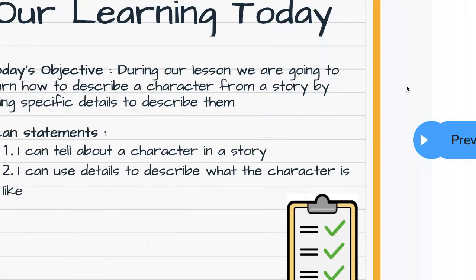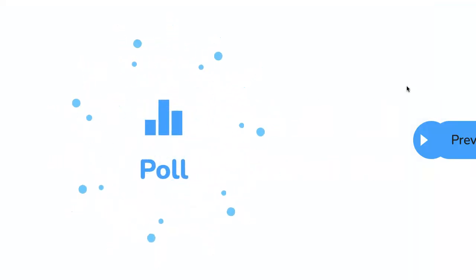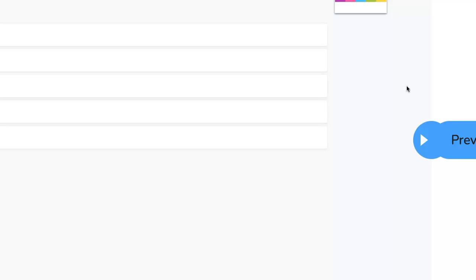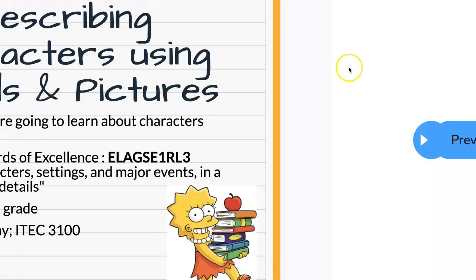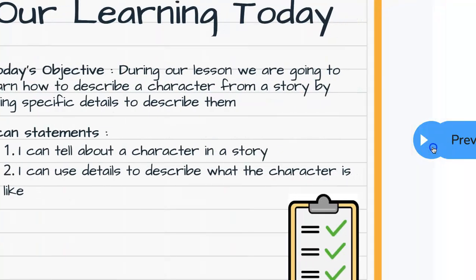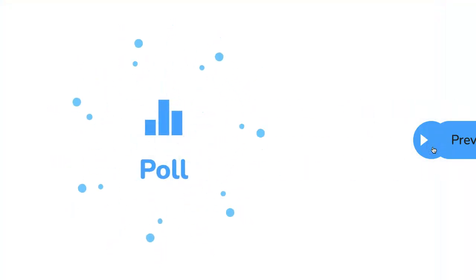The next slide will be going over the objectives, which just states what the students are supposed to be doing today and their I can statements that they will know and learn after they finish the lesson. This is an interactive slide for my students, which is a poll. It's not the full screen, but it asks what characteristics they like about characters.